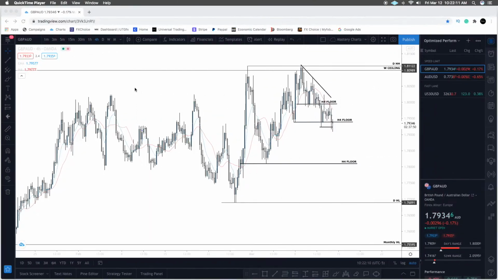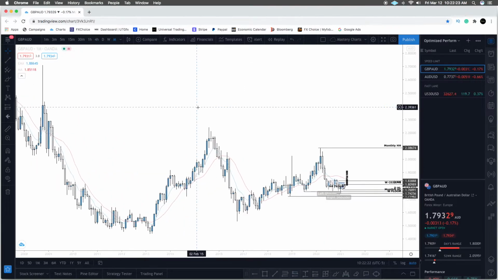Morning, everyone. Today I'm breaking down GBPAUD. I'm going to show you what trade I'm looking for and my reasoning for taking this trade. Let's start here with our monthly time frame.